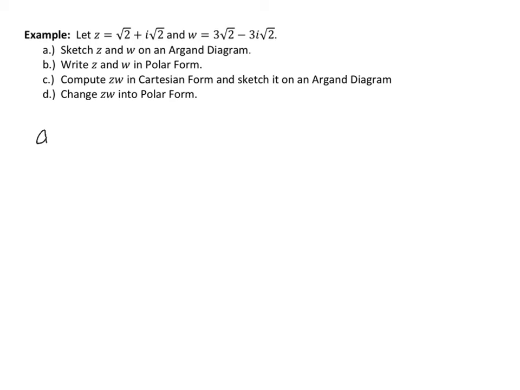So part A, I need to sketch these things on an Argand diagram, right? So for z, root 2 plus i root 2. Root 2 is like 1.4. So right here is about where z is. Okay. And I don't always like to do them on the same Argand diagram. Sometimes I feel like it makes it a little bit harder for me to see what's happening. So I'm going to do the other one over here. 3 root 2, that's 3 times 1.4, so it's a little bit bigger than 4. So a little bit bigger than 4, a little bit bigger than 4. So I've got kind of like this guy down here.